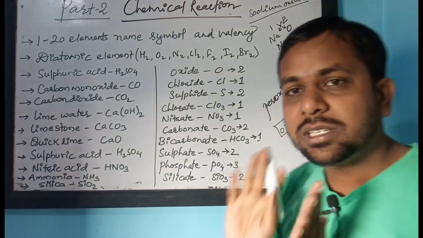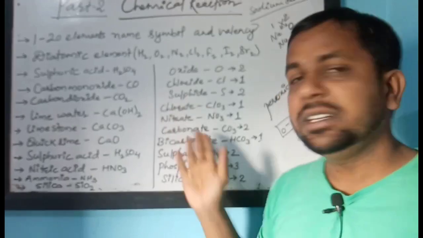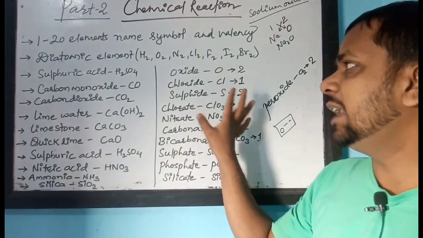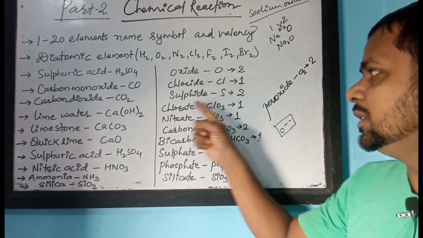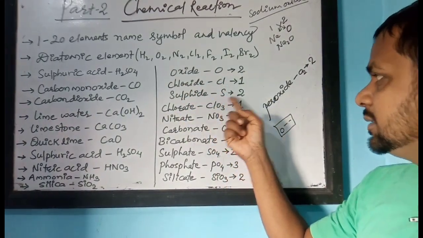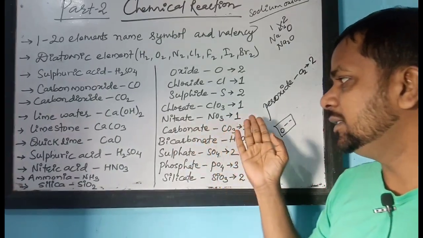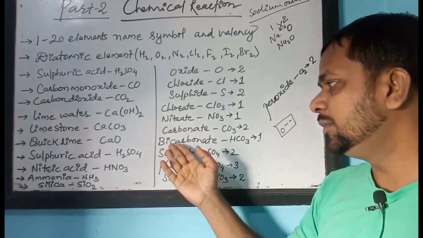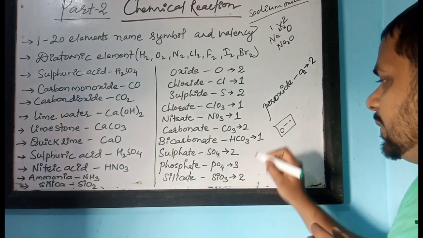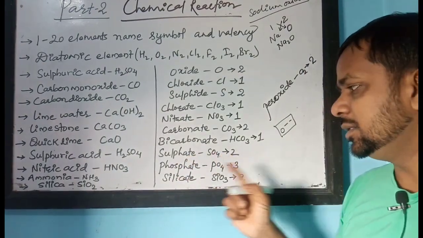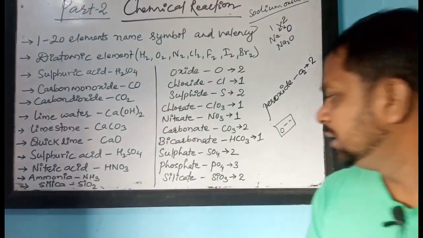So for the crisscross point of view, what formula we are going to use for the different radicals and what their valency is, I have written here. Chloride is Cl, valency 1. Sulfide, symbol S and valency 2. Chlorate, ClO3, valency 1. Nitrate, NO3, valency 1. Carbonate, CO3, valency 2. Bicarbonate, HCO3, valency 1. Similarly, sulfate, SO4, valency 2. Phosphate, PO4, valency 3. Silicate, SiO3, valency 2. Okay.